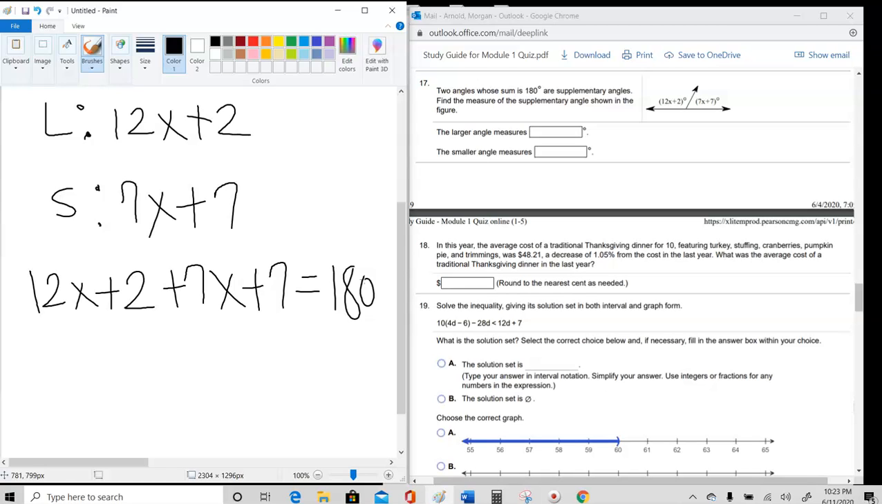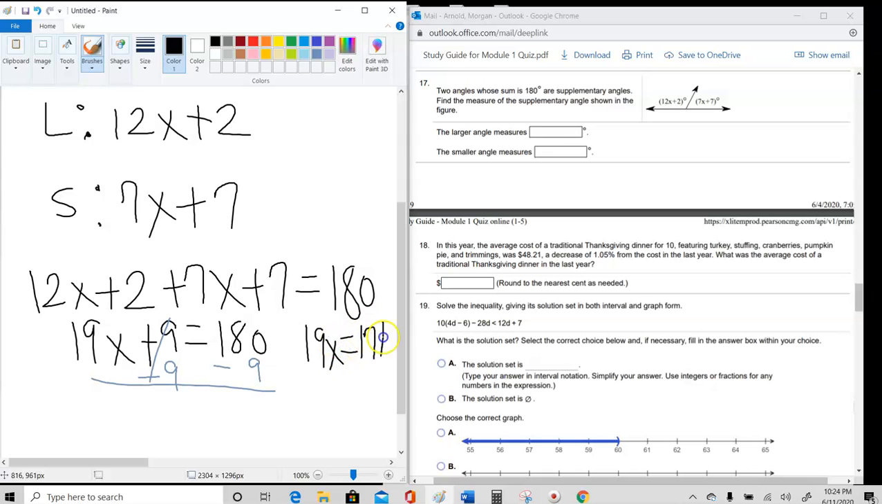Just like that, we have our equation ready to solve. So we need to combine our x's and also our integers. So we have on the left side 19x plus 9 equal to 180. The next step is subtract 9 from both sides. So we have 19x equal to 171. And the last step, divide both sides by 19.